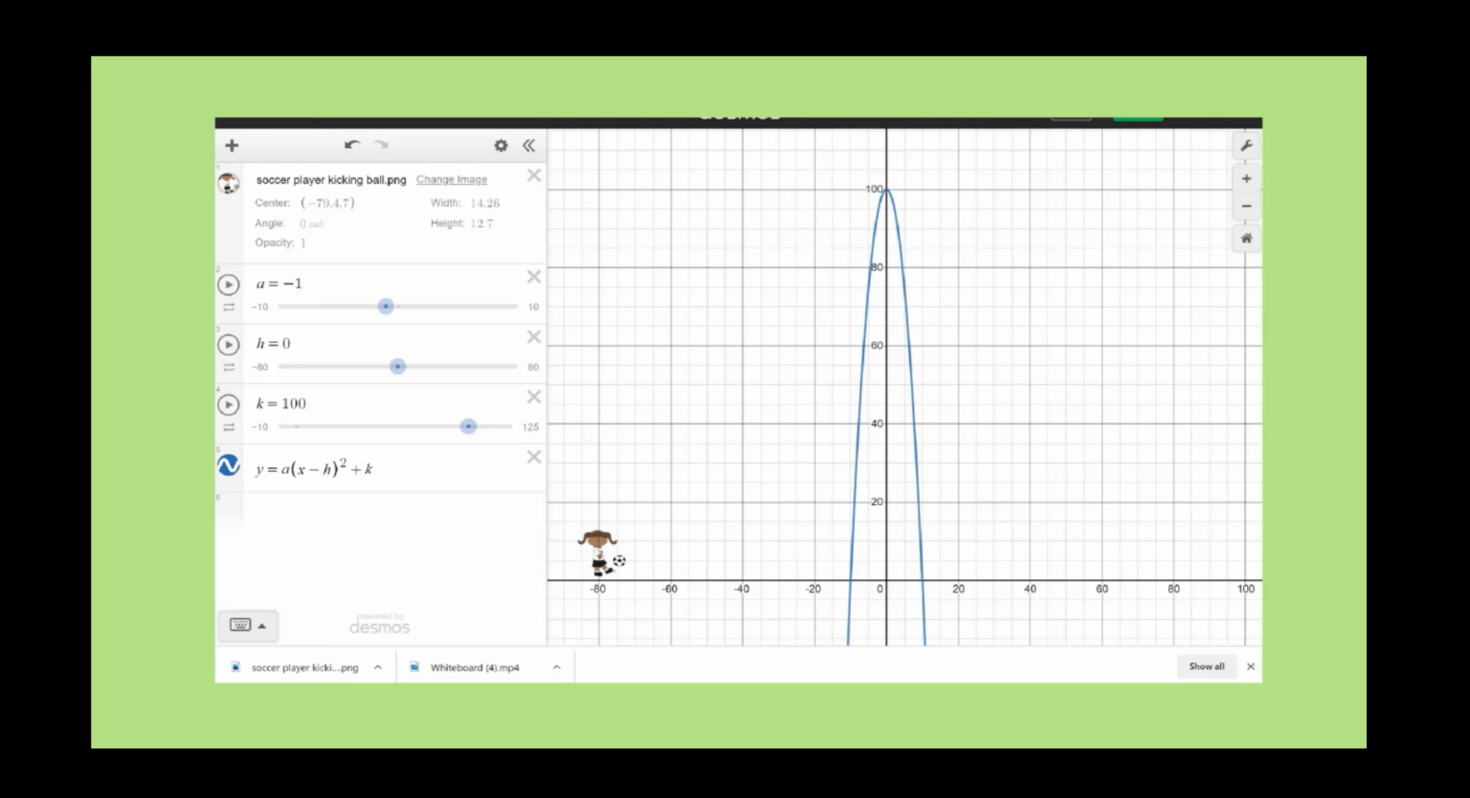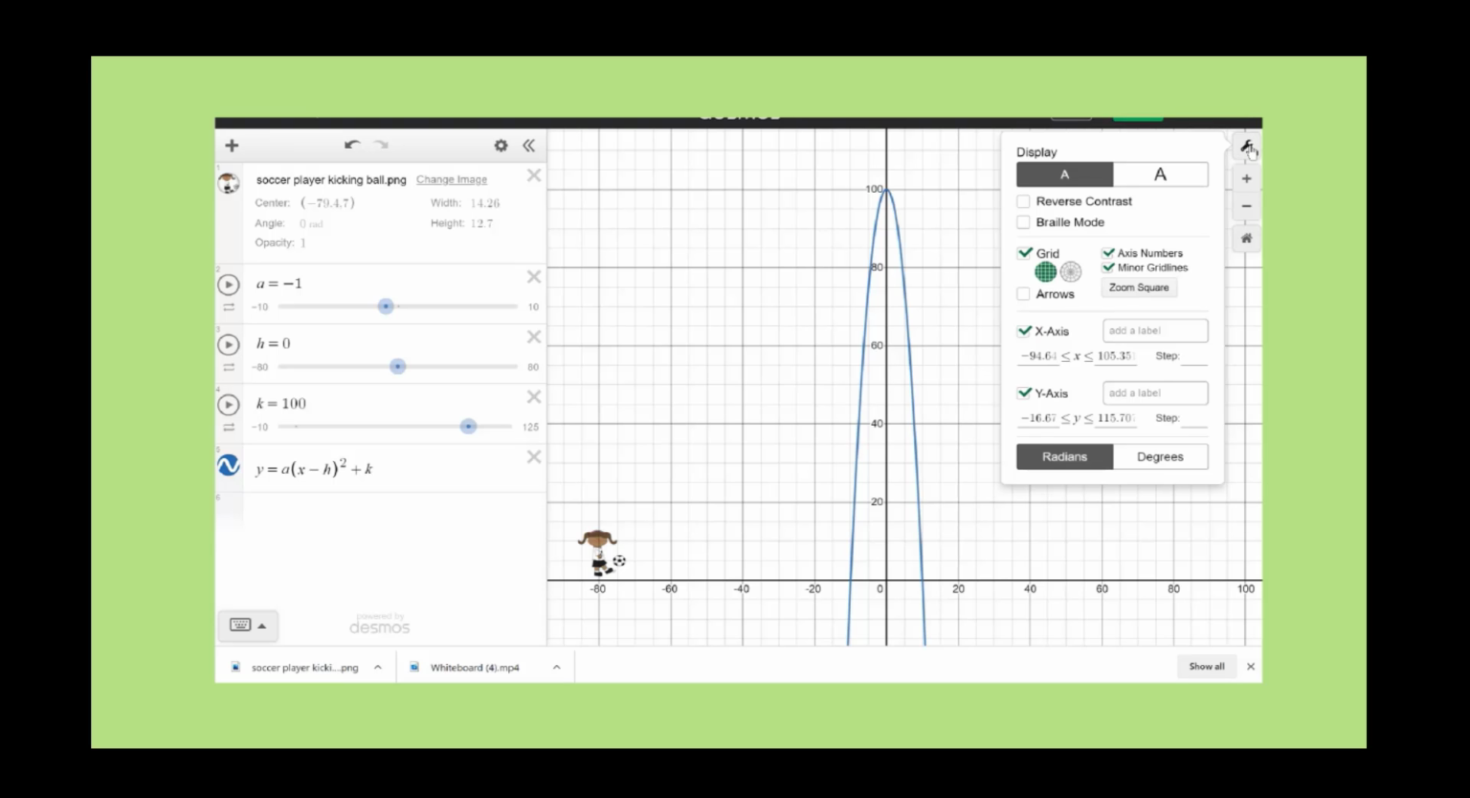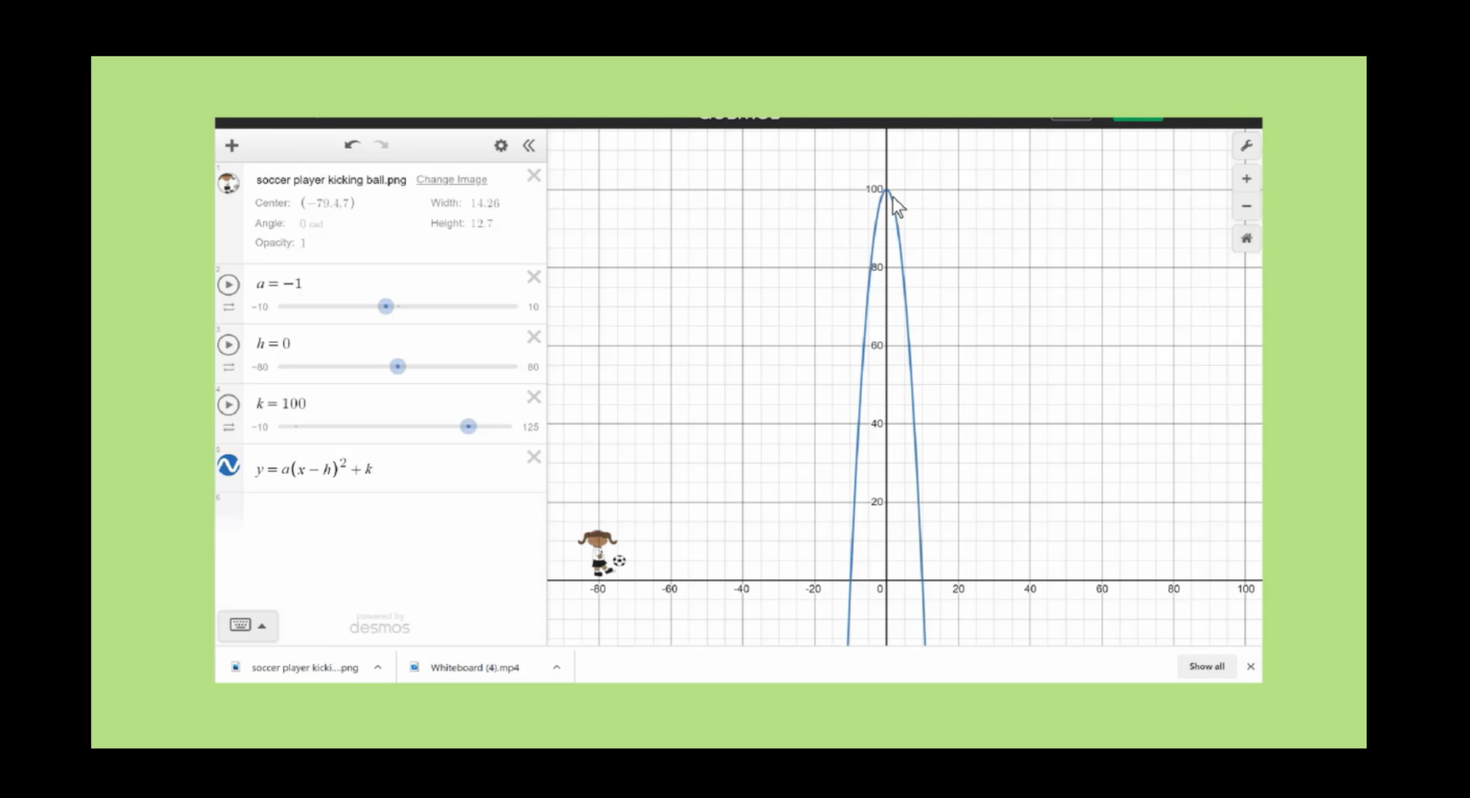But what I did is I went to Desmos. And I created a graph that has the scale by using these tools here. I wanted to make sure it covered my maximum, which is 100 feet, based on the equation saying it at its highest point.